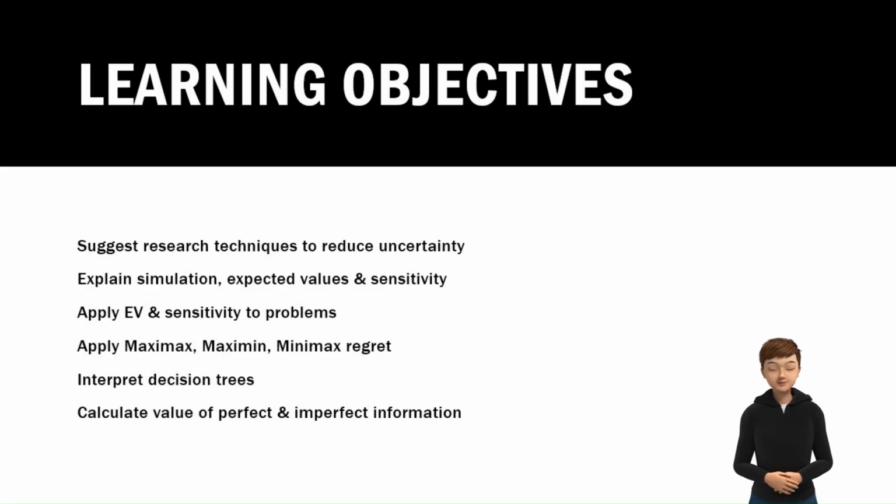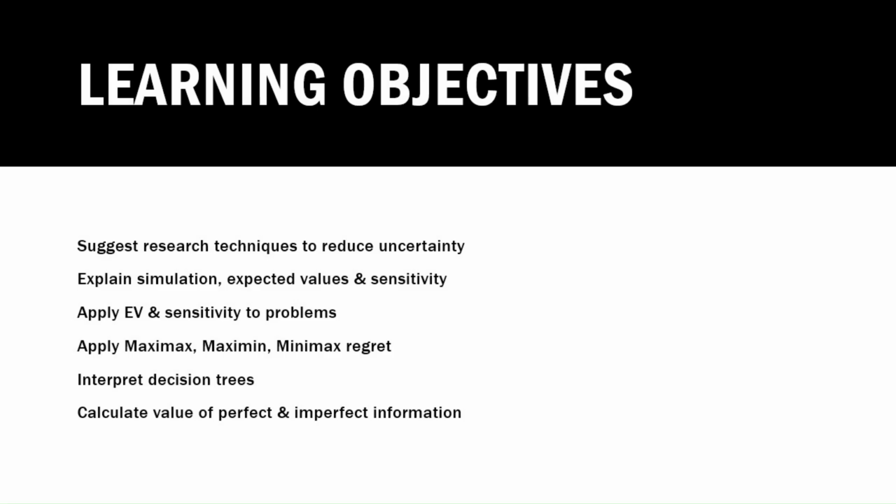In this lecture, you will learn to suggest research techniques that reduce uncertainty, understand simulation, expected values, and sensitivity analysis, apply decision-making methods such as maximax, maximin, and minimax regret, learn how to draw and interpret decision trees, and calculate the value of both perfect information and imperfect information. Every one of these techniques is examinable, so pay close attention.